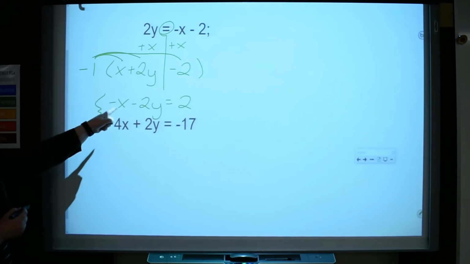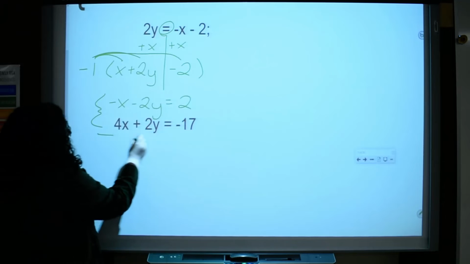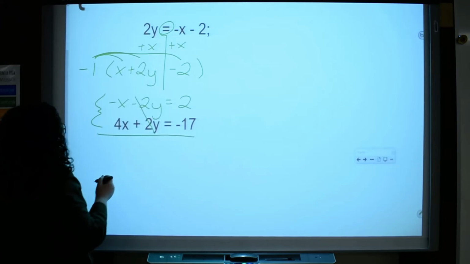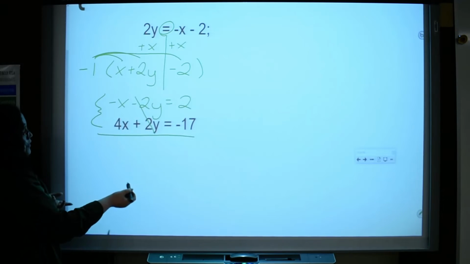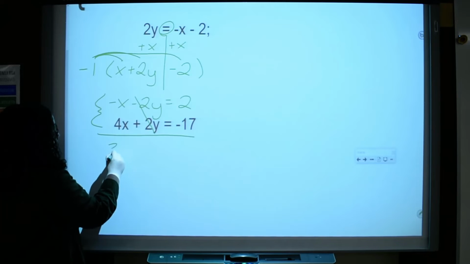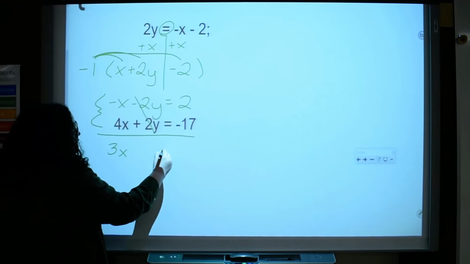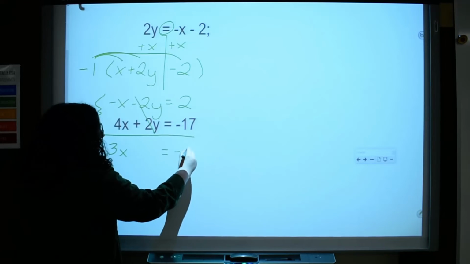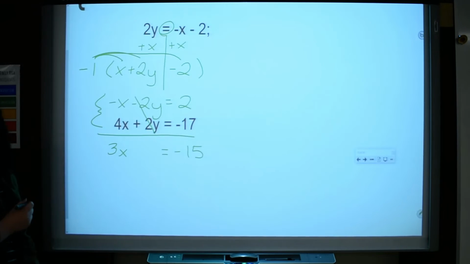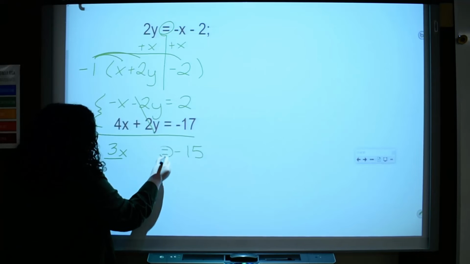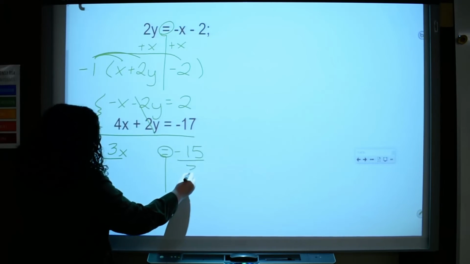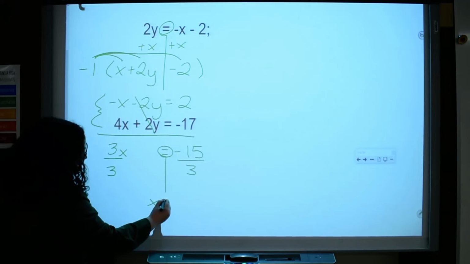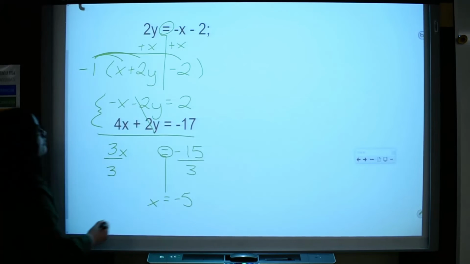All right. Negative 2 and the positive 2 are going to be the one that cancels out, so the y's are gone. For the x, we've got negative x plus the 4x, we've got 3x. 0y, so we don't need it. And then 2 plus a negative 17, we got negative 15. Nice. Divide both sides by our coefficient, positive 3. X is going to equal a negative 5.